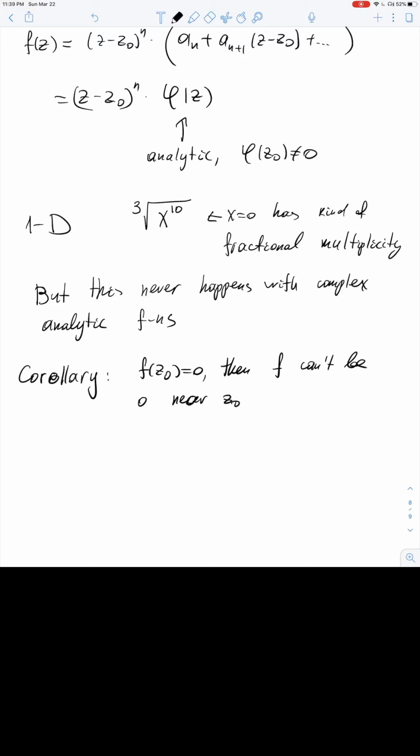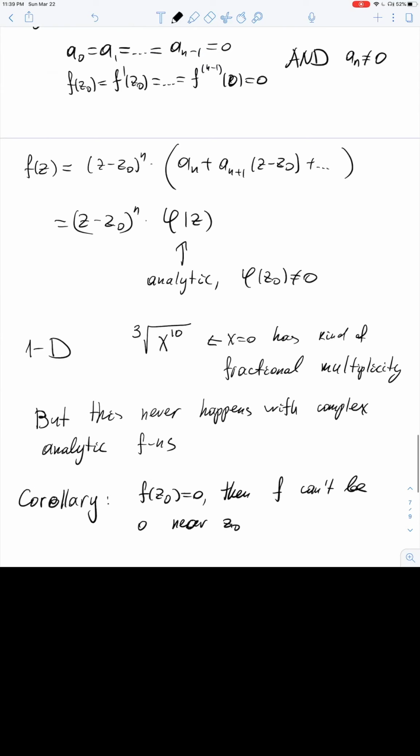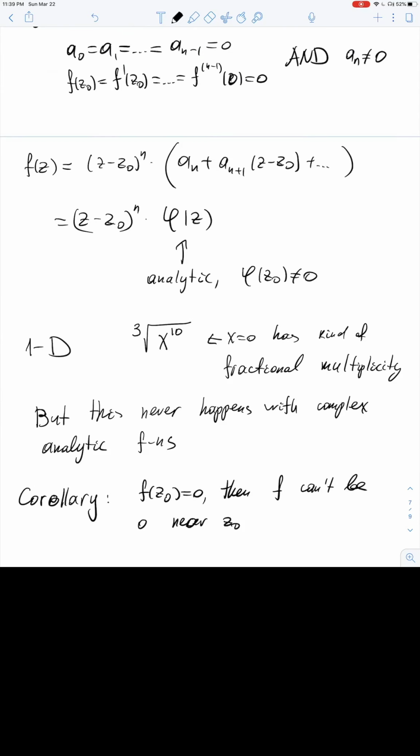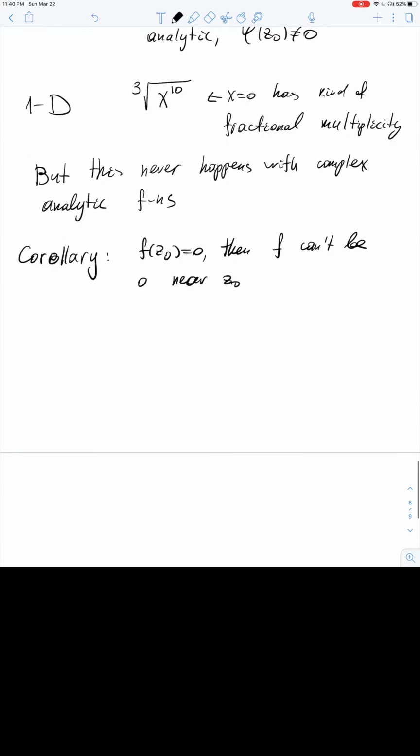Sorry, you probably heard a horrible sound. So why is that? Well, let's look here. If we are near z0, then this first factor is not 0. It's 0 only if z is equal to z0. And this second factor is also not 0, because if z is near z0, then all the other terms are super small, so they become negligible, and an is not 0. So f won't be equal to 0 near z0, which is really important.